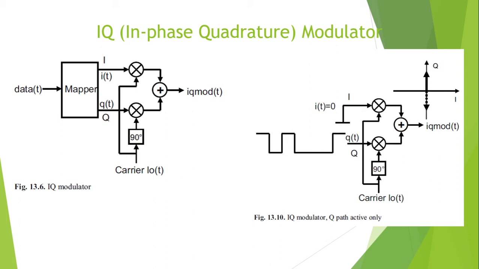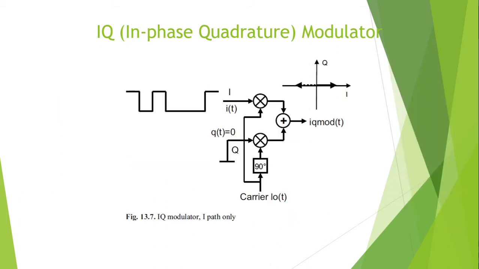We'll see later that bit groups are combined to create certain patterns of I of t and Q of t. That is the modulation signals of I and Q path. Let us first look at the I path only in figure number 7. The Q path is driven with Q of t equal to 0. That is, it delivers no output signal, so does not contribute to IQ mod of t.